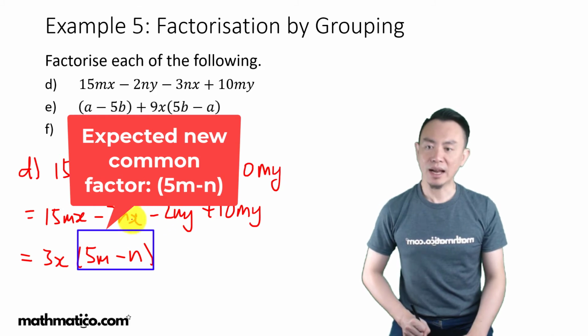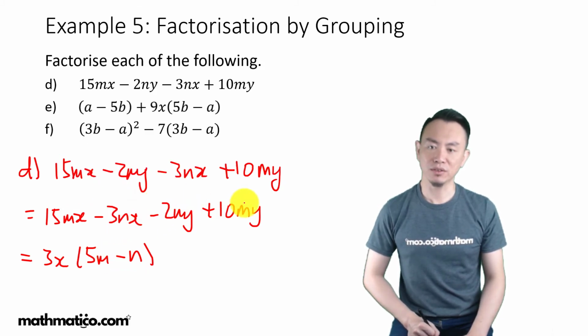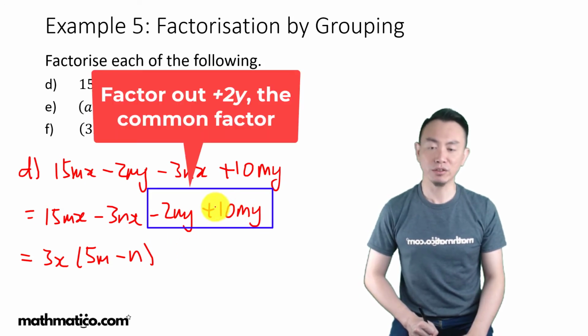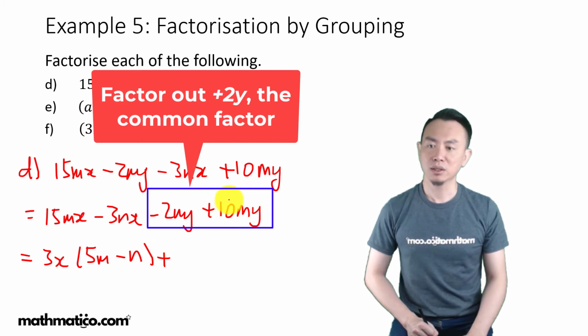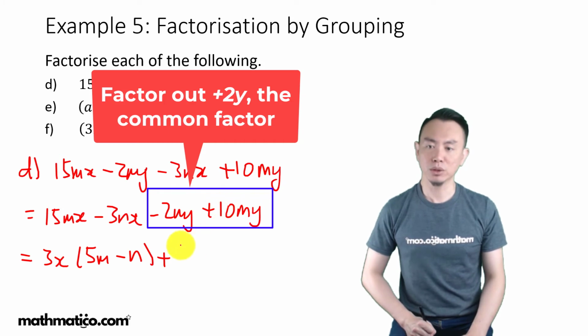Now the m term is positive. Yes, it is positive, but it's at the last place, right? I'm going to put it in front. It's the same sign, so I don't have to factor out some negative. I'm going to factor out positive. So this 10 here and 2, I'm going to factor out a 2. y has to come out as well.